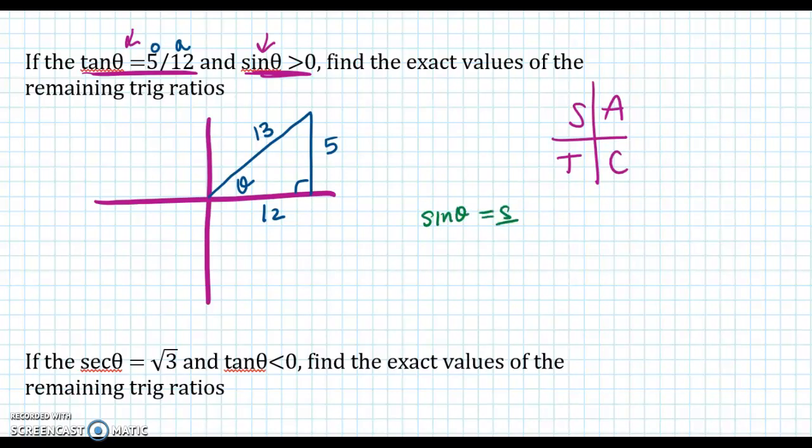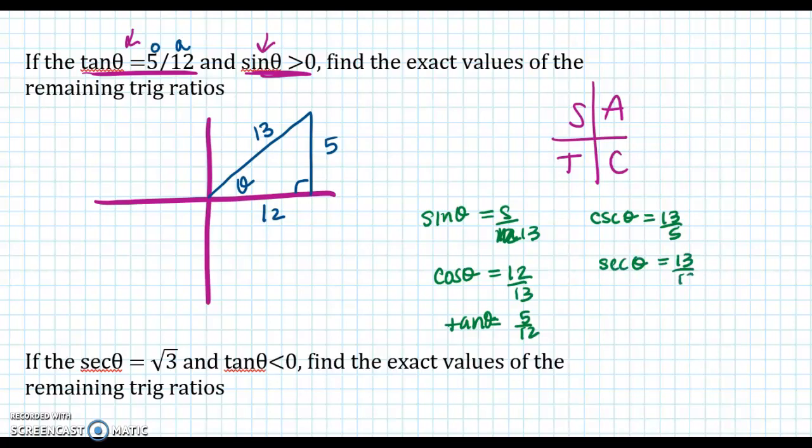But the sine would be 5/13. The cosine would be 12/13, and then the tangent of theta would be 5/12, which we already knew. But sometimes I just get in the habit of writing them down. And then the cosecant of theta is 13/5. The secant of theta is 13/12. And then the cotangent of theta is 12/5.